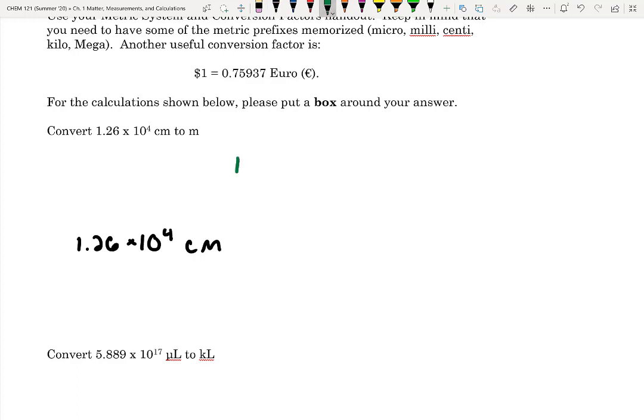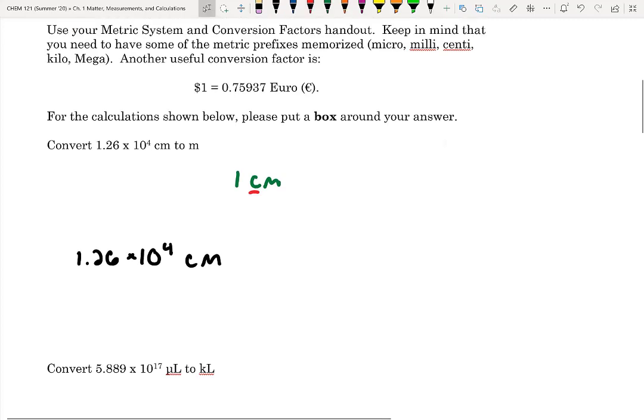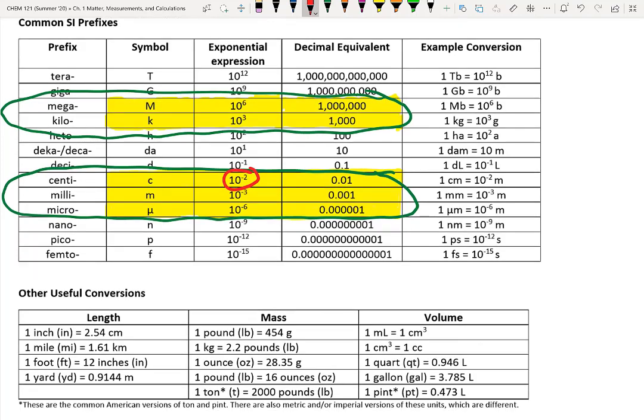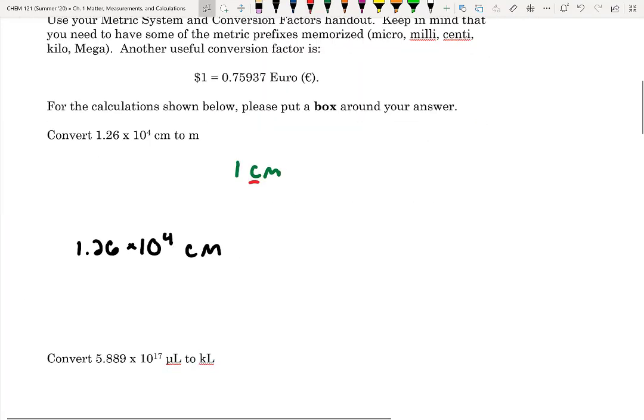I'd say, well, 1 centimeter has the prefix centi in it, right? If we go up to that chart and we look at what centi is, I'd say, well, centi is 10 to the negative 2, right? So it's basically interchangeable for 10 to the negative 2. So I could go back down here and I could say, well, 1 centimeter is the same as 10 to the negative 2 meters. So essentially these right here are exactly the same. Okay, so now we've got that conversion factor taken care of.